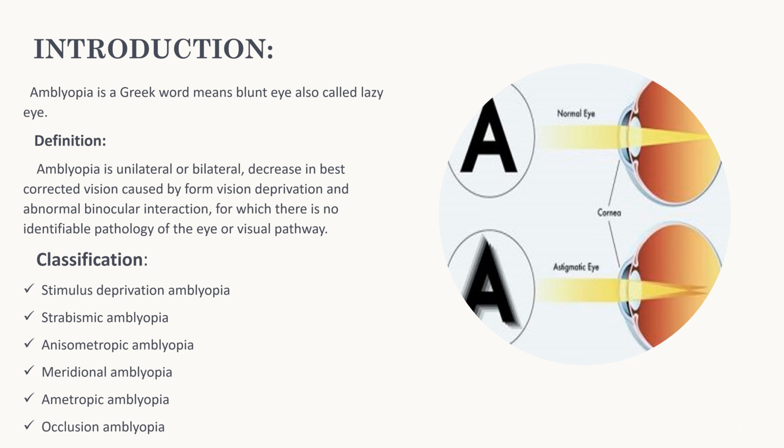Meridional amblyopia is the result of uncorrected astigmatism. Ametropic amblyopia is the result of a high degree of uncorrected refractive error. The last one is occlusion amblyopia, which is amblyopia caused by covering the non-amblyopic eye for a couple of hours. It is also called reverse amblyopia. So, this is the picture of a normal eye and an astigmatic eye. In the normal eye, light rays focus on the retina, but in the astigmatic eye, light rays are not focused properly.